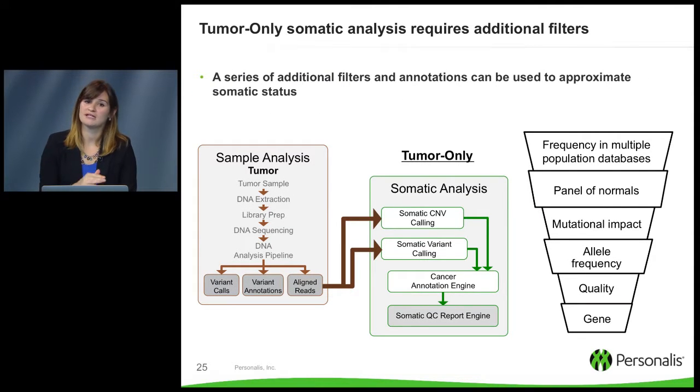For our tumor-only analysis, instead of incorporating aligned reads from the matched normal, we employ a series of filters and annotations to the variants called in the tumor to approximate somatic status. These filters include a variety of population frequency metrics, a large panel of unmatched normals, mutational impact, and others. And these filters are unique to the tumor-only pipeline and are just some of the ways we try to informatically make up for the missing matched normal.